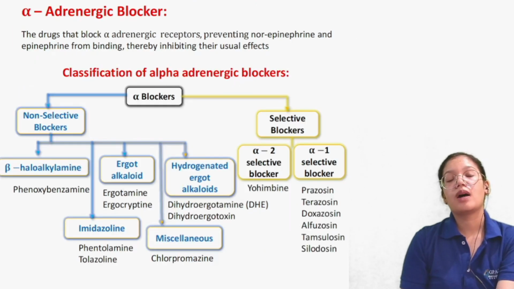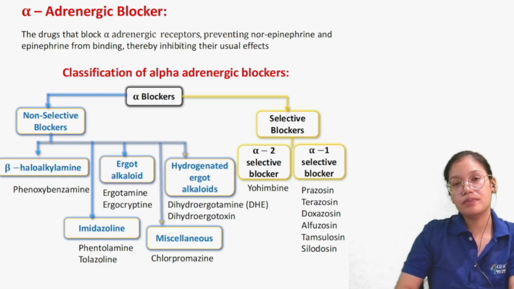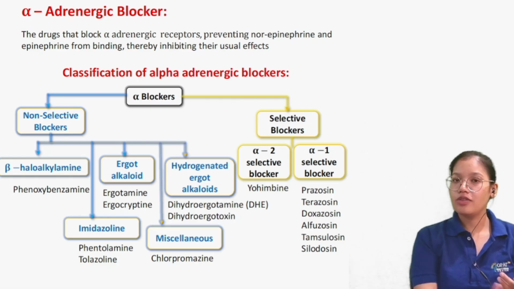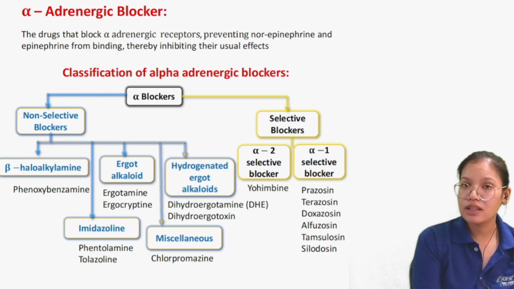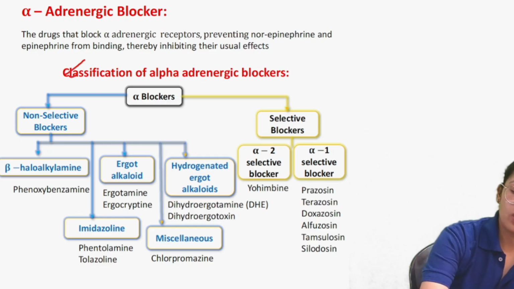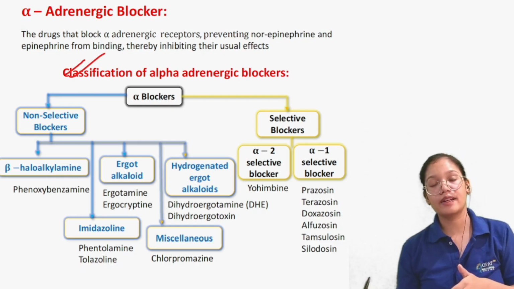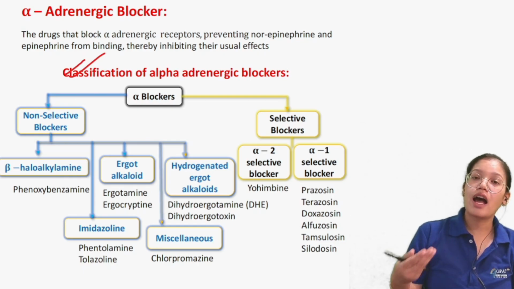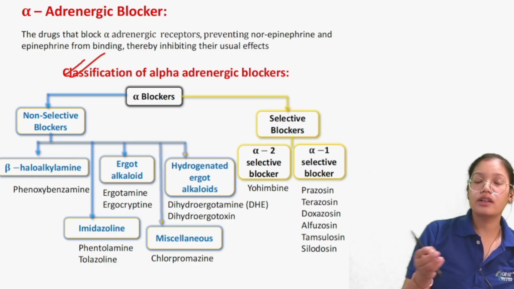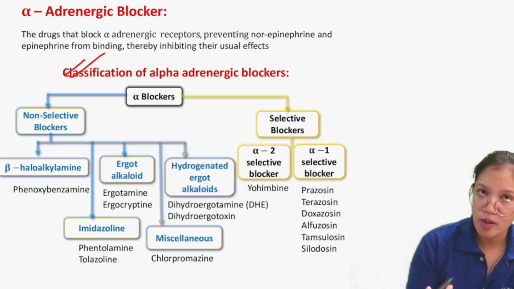Then if we talk about the alpha adrenergic blockers, what are these? Basically they act on the alpha receptors, and there they block those receptors, and that is called as alpha blockers. Okay, now if we go on to the classification, there are two types of alpha blockers. One is the selective blocker, one is the non-selective blocker. Selective ones selectively act on a particular receptor, either the alpha 1 or the alpha 2, and show their action of blocking that receptor.